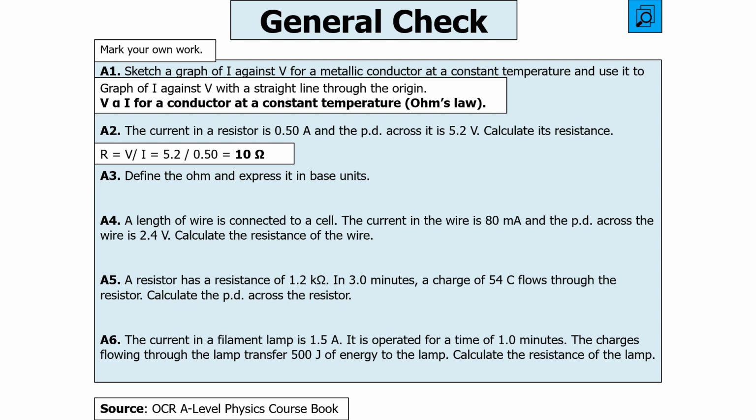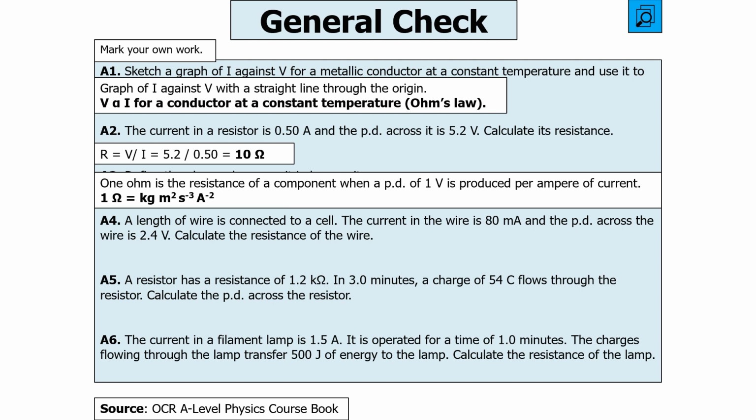Now you can define the ohm in terms of the equation, R equals V over I. So 1 ohm is the resistance of a component where a potential difference of 1 volt is produced per 1 amp of current. Now you can work through your base units, so 1 ohm is 1 kilogram meter squared, seconds to the minus 3, amps to the minus 2. In our next question, once again, R equals V over I. Now remember, milliamps have to turn into amps, so it's 80 times 10 to the minus 3. So we get our answer to be 30 ohms.